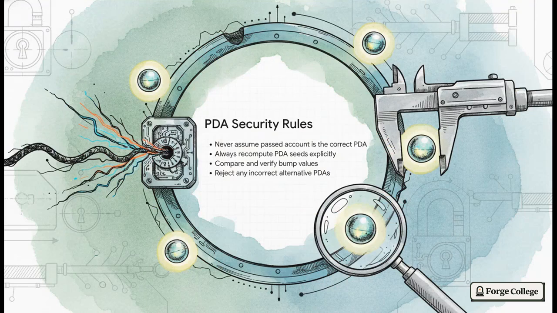Program-derived addresses, or PDAs, are incredibly powerful for managing authority without private keys, but they introduce some serious ambiguity if you aren't careful. There are strict rules to follow here on our schematic. First, never assume a past account is the correct PDA just because it looks like one. Second, always recompute the PDA seeds explicitly inside your program. Third, compare and verify the bump values to ensure it is the exact address you expect. And finally, reject any incorrect alternative PDAs. If you skip this, attackers can manipulate the seeds to spoof authority, basically hot-wiring your smart contract.